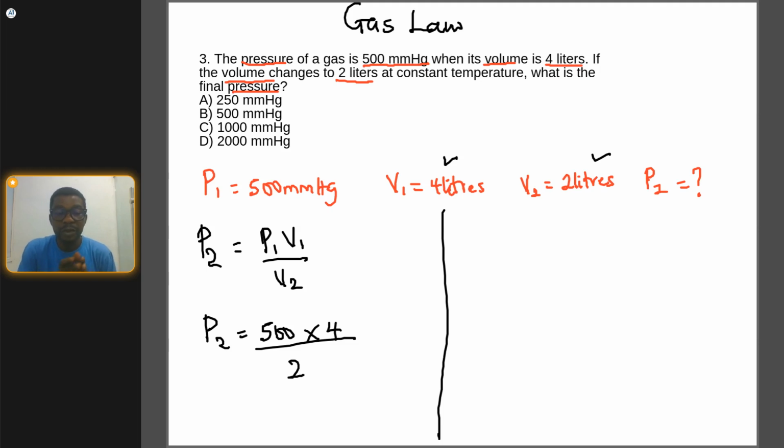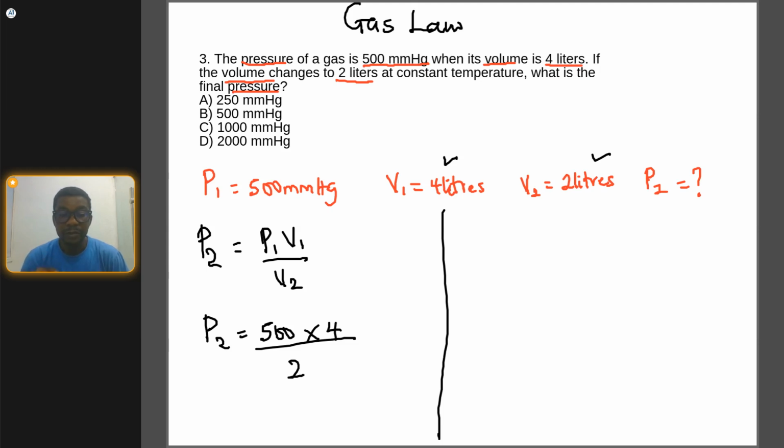Had it been that the first volume was in liters and the second volume in meter cube, we would need to convert to ensure that they have the same units. But both are in the same unit already, they are both measured in liters. So there's no need of converting there. So take note, if the first volume and the second volume are in the same unit, you can go ahead to solve.